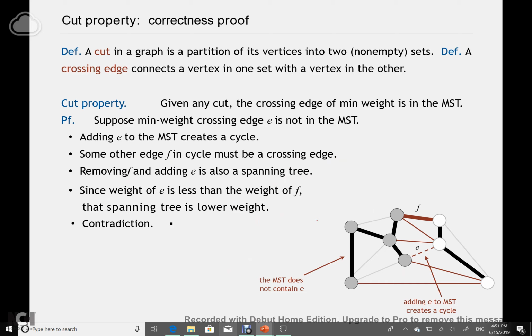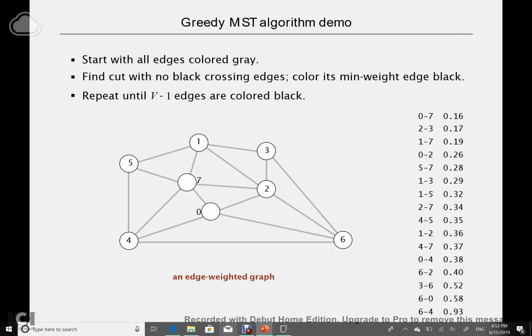So given any cut, the cross edge of minimum weight is in the minimum spanning tree. Suppose the minimum weight cross edge E is not in the minimum spanning tree. This one connects this part and this part, right? This is a bridge in the minimum spanning tree. Now we see this E is even smaller than F. And since it's smaller than F, we want to replace F with this E. And after we replace that, the total weight of the new minimum spanning tree is smaller than the old minimum spanning tree. Then in that case, we see it's not possible. How can you claim what you found is the smallest spanning tree, right?